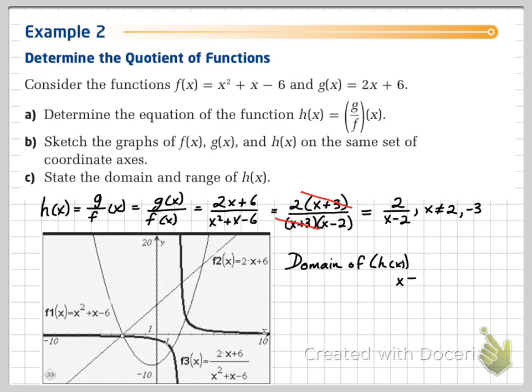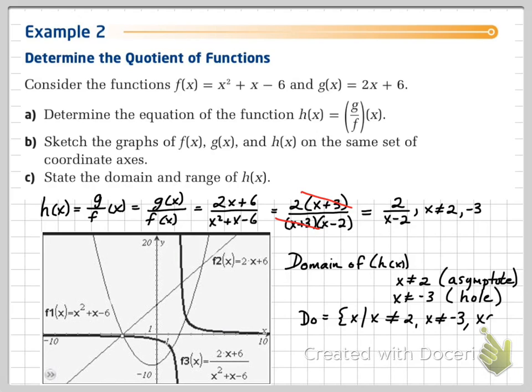So we can say that the domain of h of x is x cannot equal 2, that's our asymptote, and x cannot equal negative 3, that's our hole. And that's how officially we're going to write it. And for the range, we're going to notice that there is a horizontal asymptote where y is equal to 0. And so you're going to say that y cannot equal 0 or the point negative 2 over 5. But y can be any other real number.